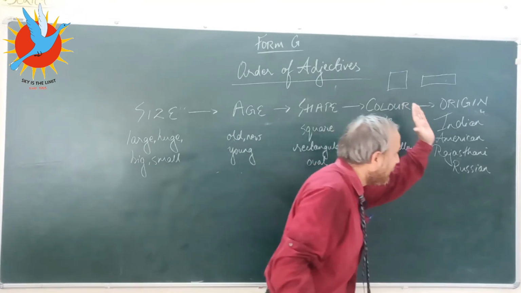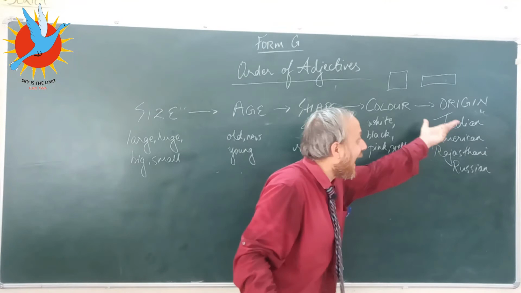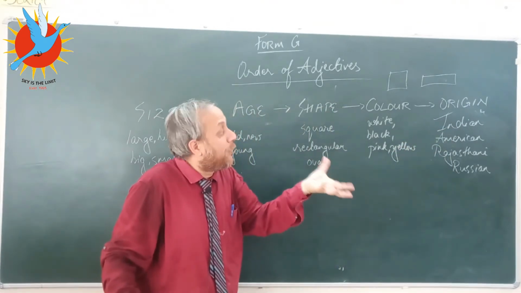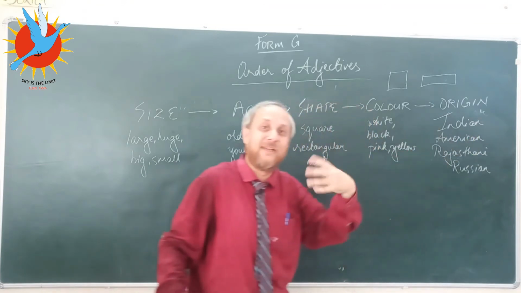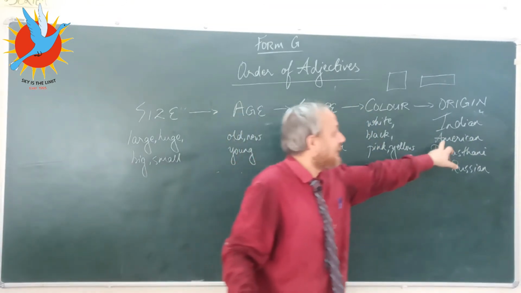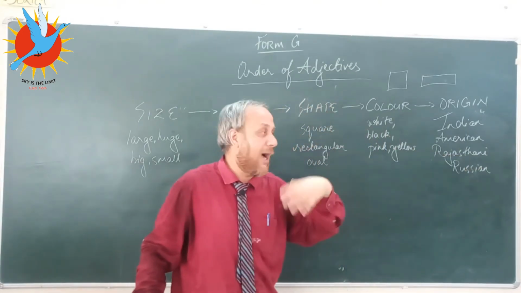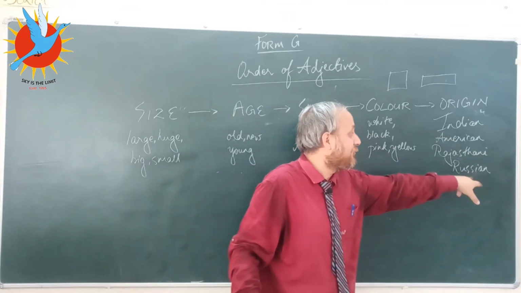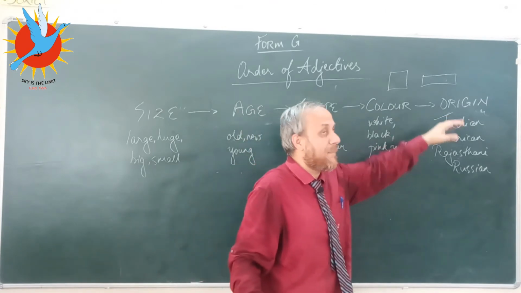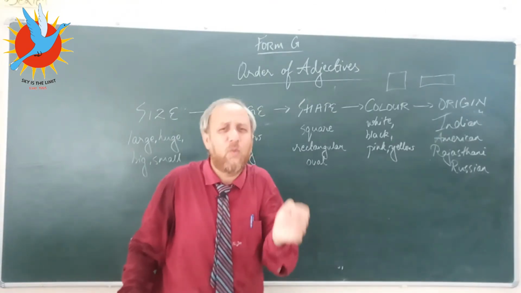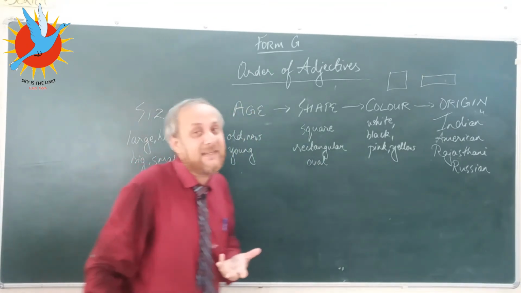Okay, these words are called proper adjectives because we made these adjectives from proper nouns. So this word has been made from the proper noun India. This word is made from the proper noun America. This word has been made from the proper noun Rajasthan. And Russian has been made from the proper noun Russia. Okay, that's why we refer to them as proper adjectives as well. Little bit of extra information. Fine. So let's make sentences.